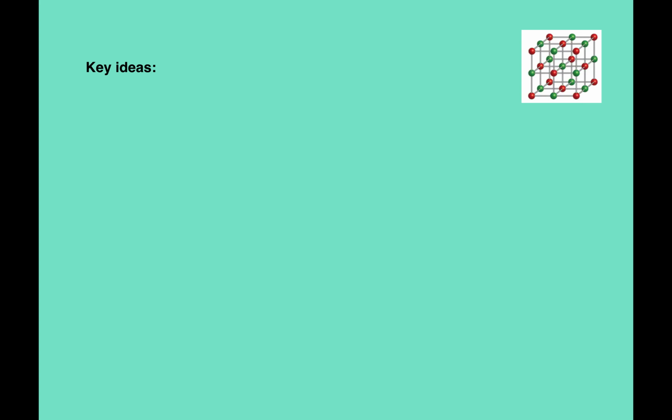Let's just recap the key ideas. Ions form when atoms lose or gain electrons. And why are they doing that? To get the stable noble gas electronic configuration.